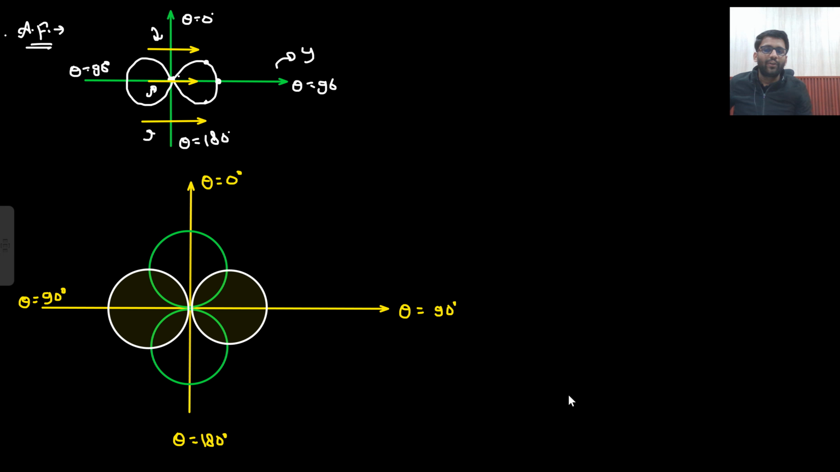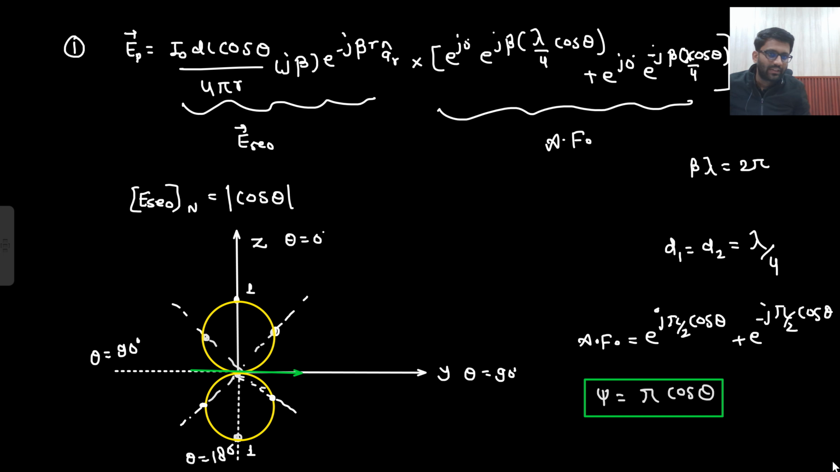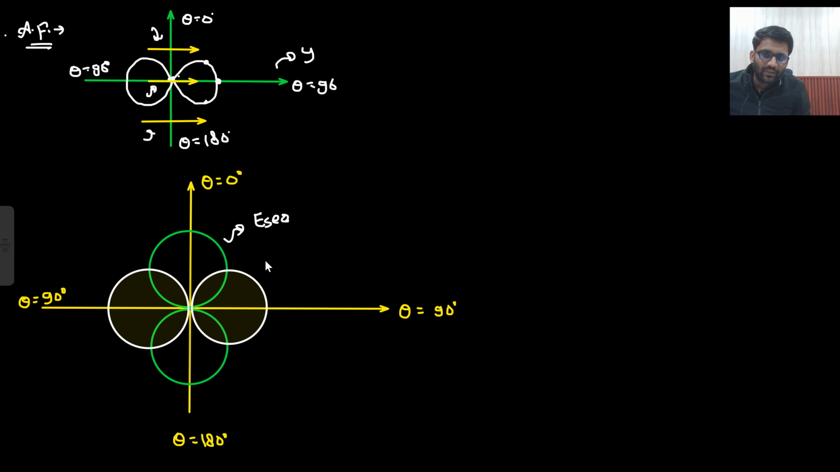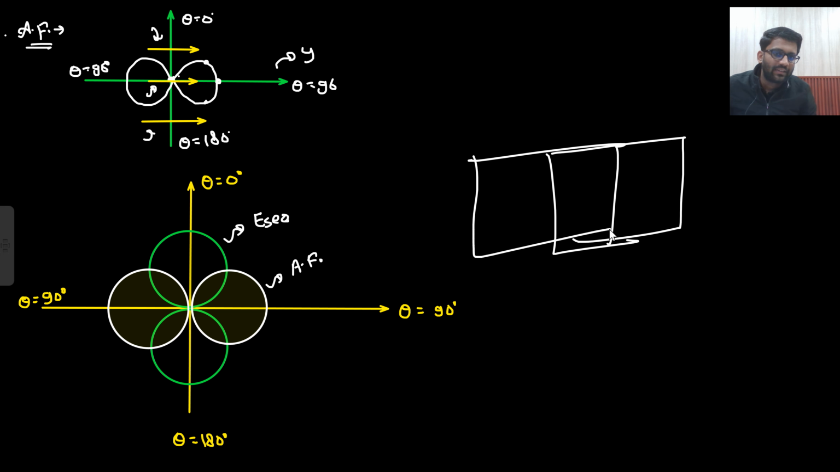Now what we need to do? We need to multiply both of the antenna patterns. So this was the radiation for ESO, and this is the radiation for array factor. Here I have drawn. Now if I am multiplying both of them, that means I need to take the common area. This area is multiplied with this area. What we need to take? Common area, no?